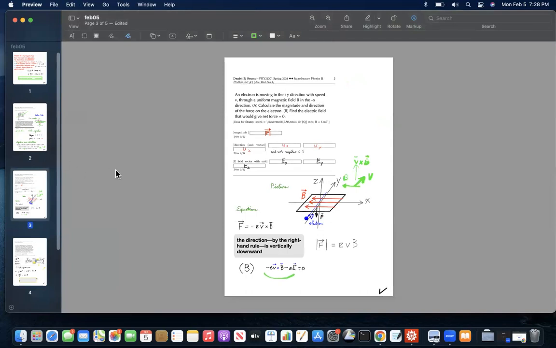Okay. Any questions? Let me look on the chat box. I don't see any questions on the chat box. Anybody want to type a question in the chat box, or just unmute your microphone and speak up?